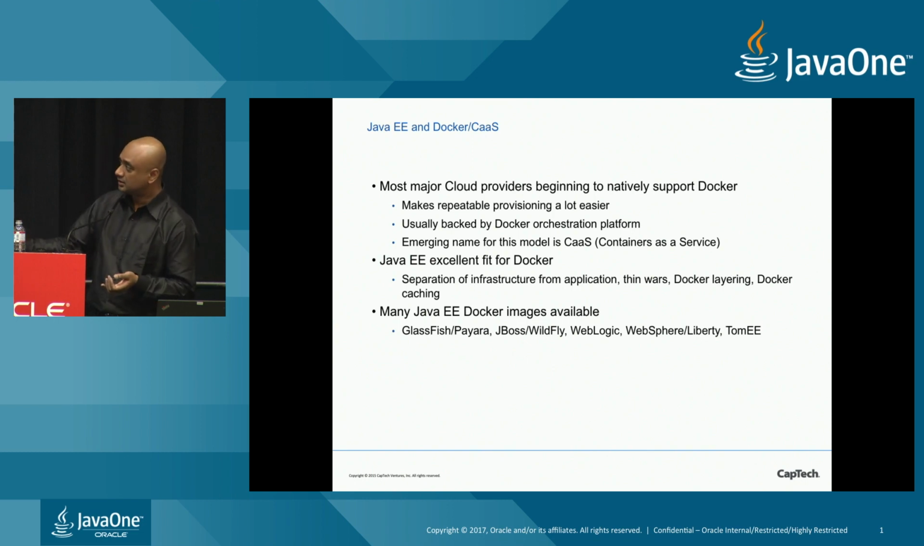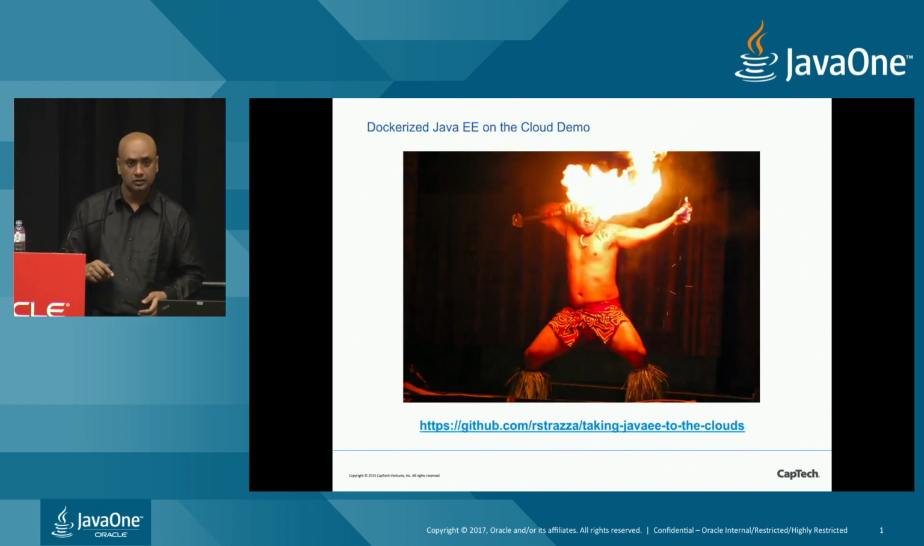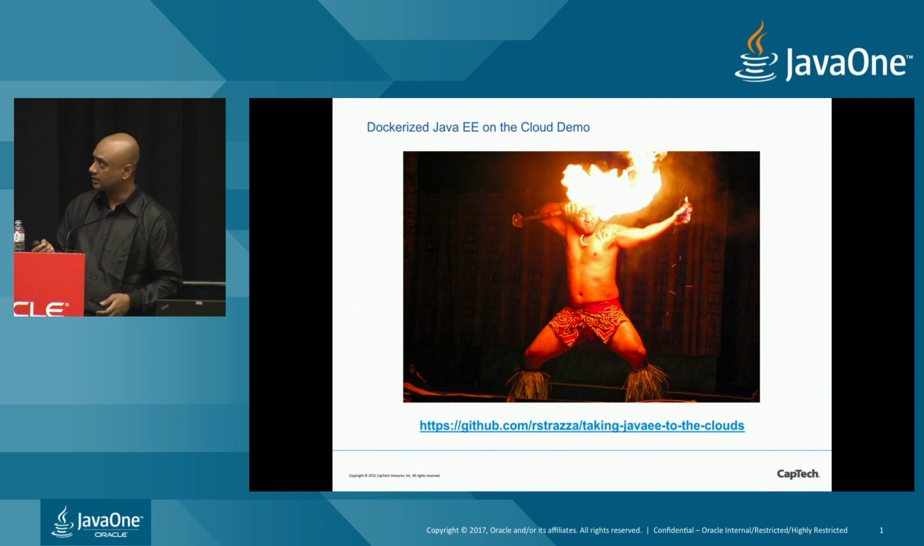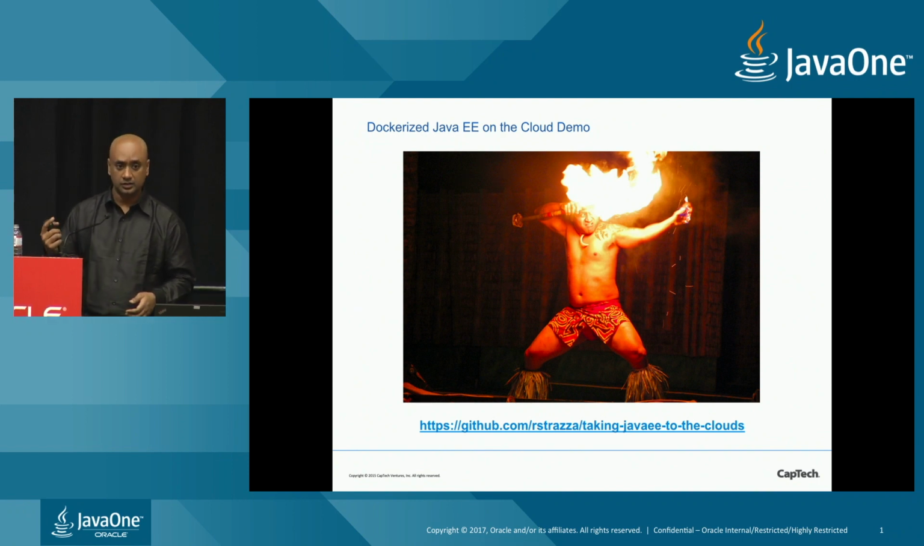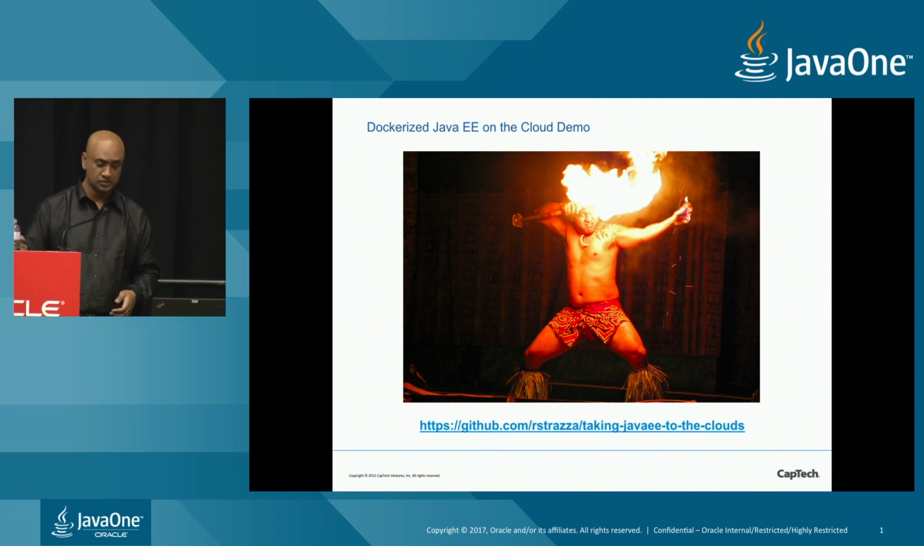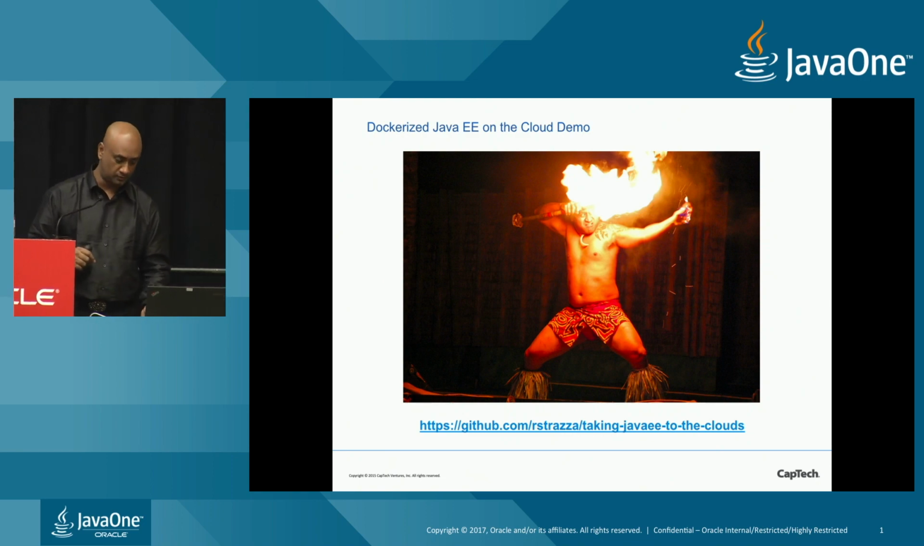There are literally Docker images available of every single Java EE platform out there. There isn't one that doesn't have a pre-built Docker image available that you can just use and keep going with. So with that in mind, I am going to turn it over again to Rodrigo. He's going to show you how to deploy Dockerized Java EE images onto a cloud platform.